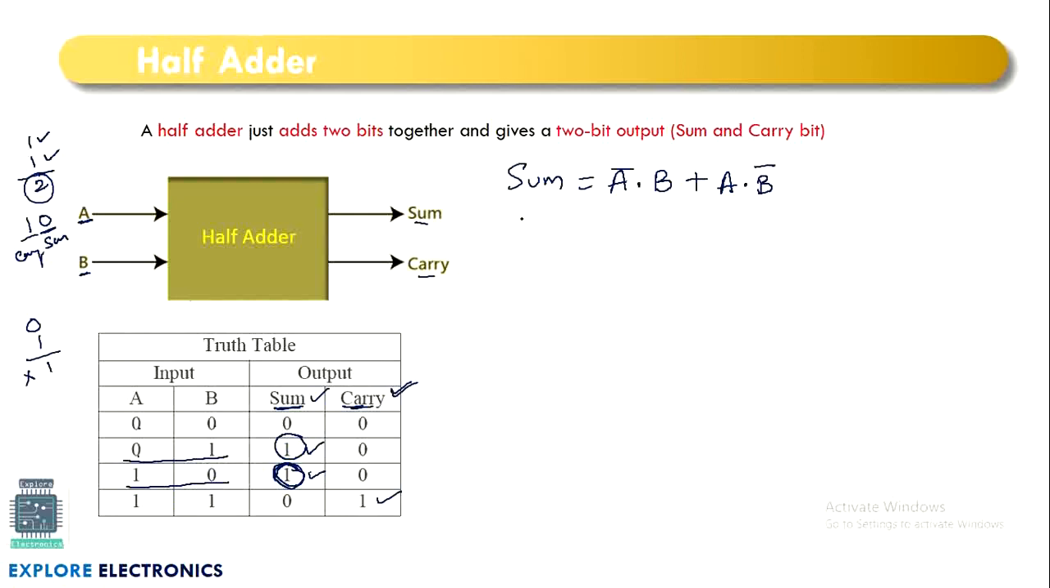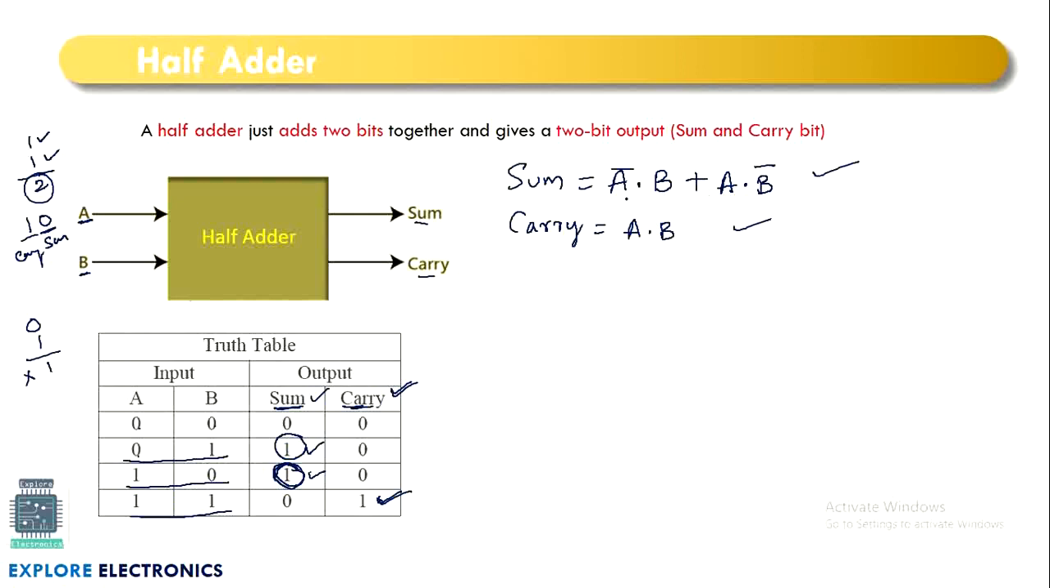This is the expression for sum. Similarly, look at the carry now. Write the expression for carry. Wherever carry is generated as 1, we need to consider those inputs. Carry is 1 here, the inputs are 1 and 1. So, 1 and 1 means it is A dot B. So, these two are the expressions for sum and carry. What is the expression for sum? A bar into B plus A into B bar.